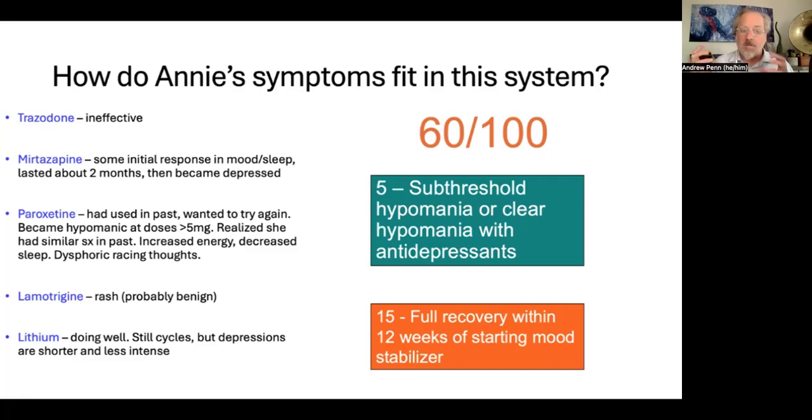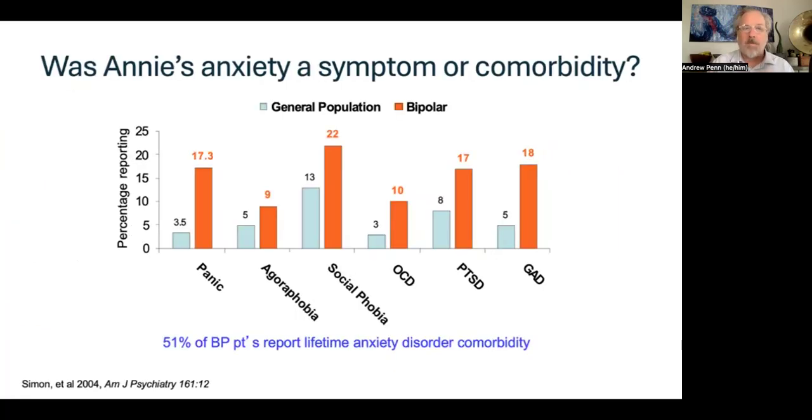You do get those cases where people are very clearly bipolar 1, and those are kind of hard to miss. But we get a lot of people who are like Annie who kind of fit somewhere in the middle. Now, Annie had anxiety. Is that a separate disorder or is that a symptom of bipolar?